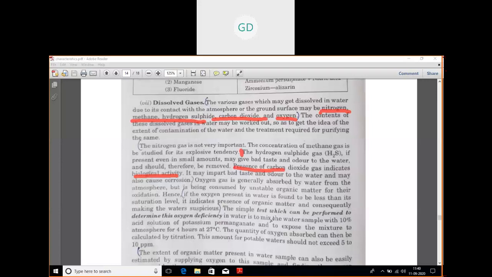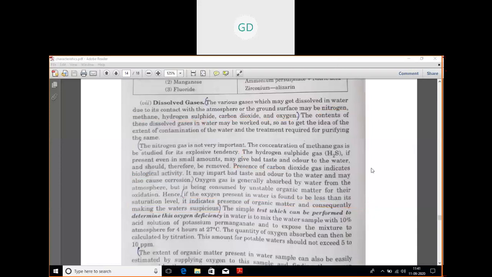And one more is there. If the oxygen present in water is found to be less than its saturation level, that means the level that should be present, it indicates the presence of organic matter and consequently makes the water suspicious. So this much is about dissolved gases.